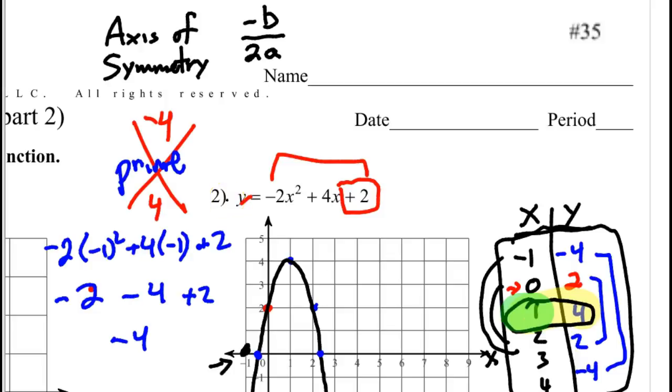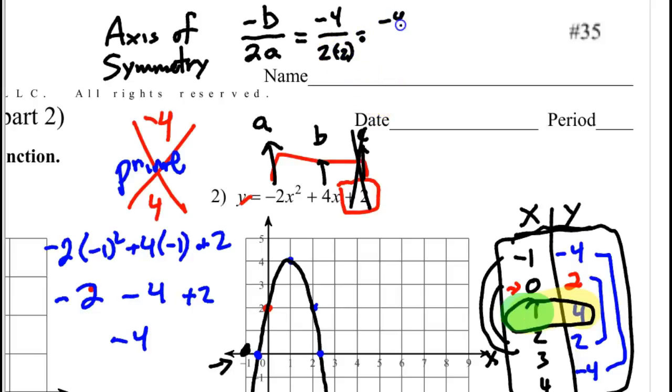Now remember the a, b, and c are the coefficients of all the variables. So like on this one, -2 is a, and 4 is b, and here the y-intercept is c. That's where we used c before. You don't have a c in this formula, so we don't use c. But if you just plug it in, it's going to be -4 over 2 times -2. You'll get -4 over -4, which is +1. As promised, that's the axis of symmetry.